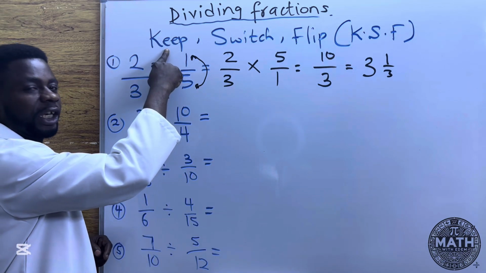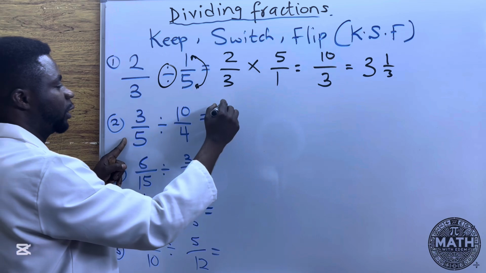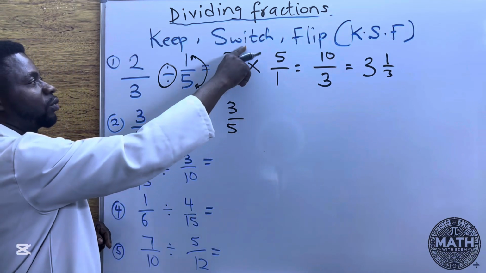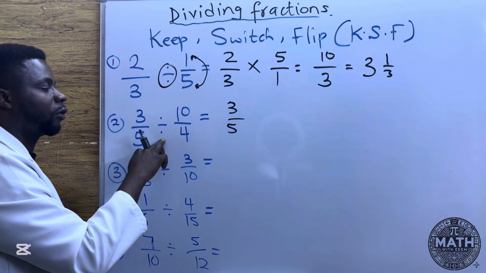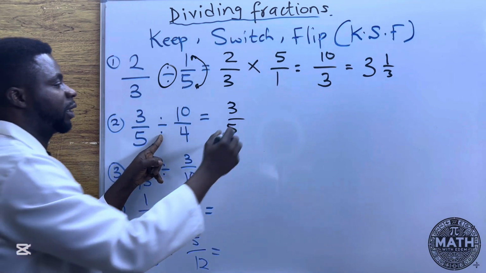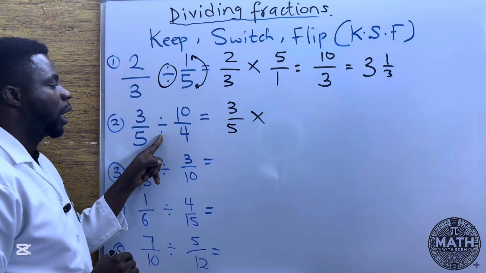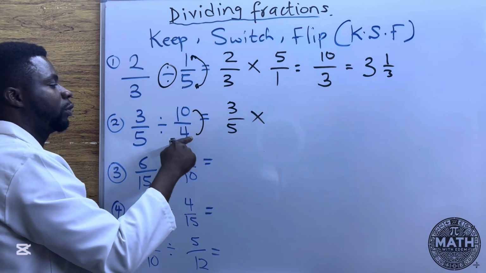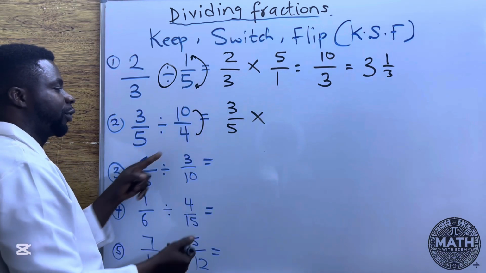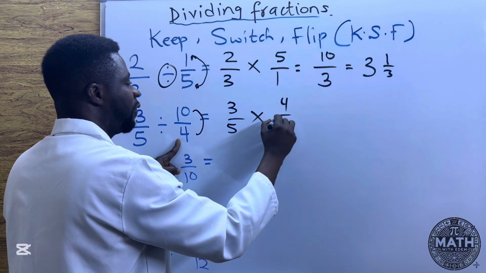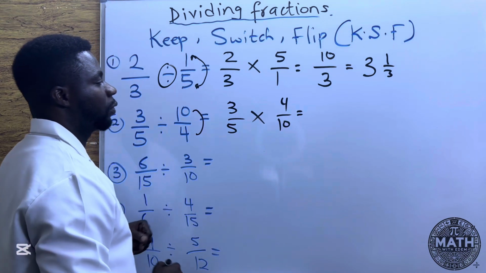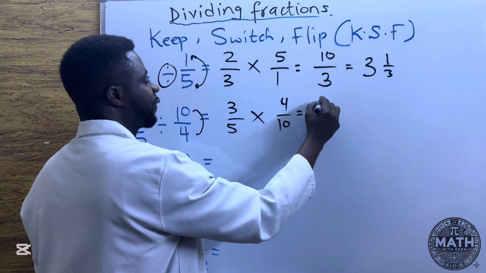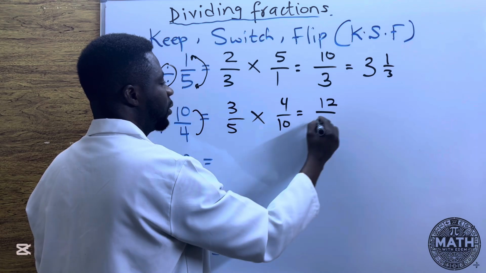The first step is to keep. So we are keeping the first fraction, 3 over 5. The next step is to switch. We are switching from division to multiplication. So multiply. And then the next step is to flip. We will take the denominator up and bring the numerator down. So it's going to be 4 over 10. Let's multiply. 3 times 4 giving us 12 over 50.